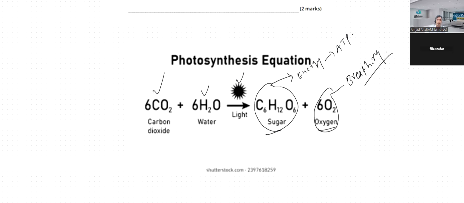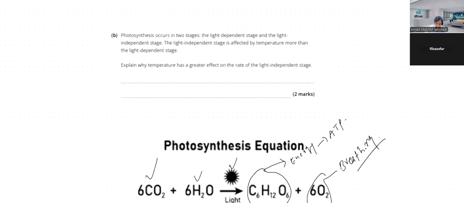All right, great. So now this was a concept. Then after that we talk about how photosynthesis occurs in two stages. One is the light dependent stage, the other one is the light independent stage. What do you mean by the light dependent stage and the light independent stage?